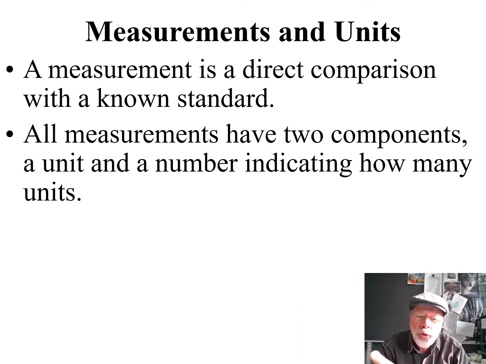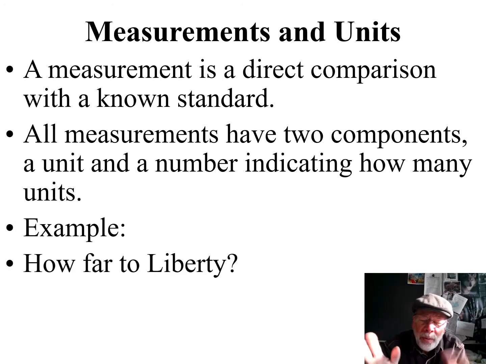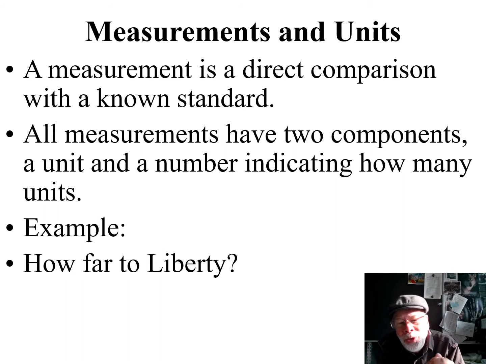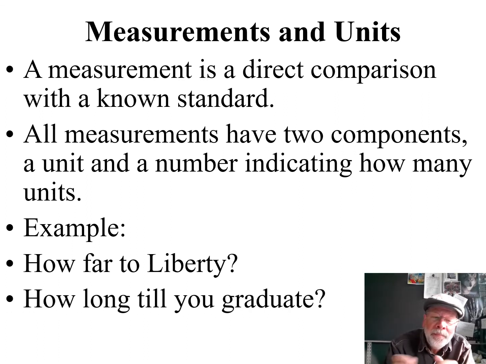So all measurements have 2 components. That specific unit that we're talking about, whether it's a meter or a milliliter or a kilogram or whatever, and a number indicating how many of those units we have measured. For example, how far is it to Liberty? What unit would you use? Well, here in the United States, we'd probably use miles. And we would say it's maybe 20 miles from Lake Huntington to Liberty.